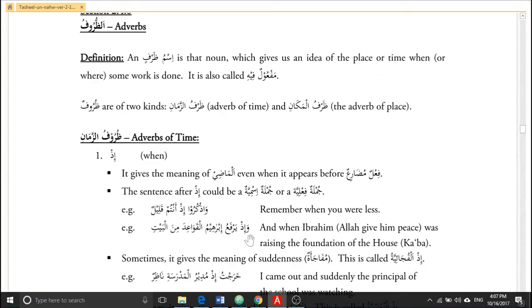So here again, وَإِذْ يَرْفَعُ, and when Ibrahim alayhi salatu wasalam was raising. So here the meaning was raising the foundation of the house, which is Kaaba. So here again the meaning is when, and it is taking the past tense. So إذ comes for when and is used for past tense.